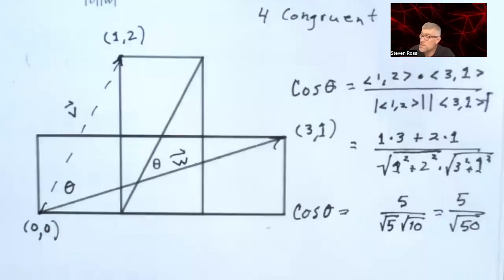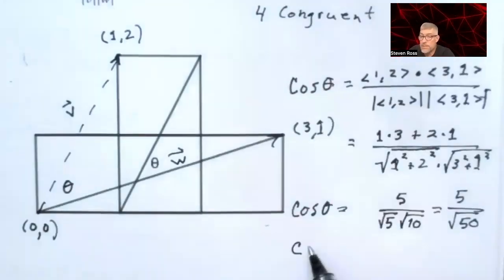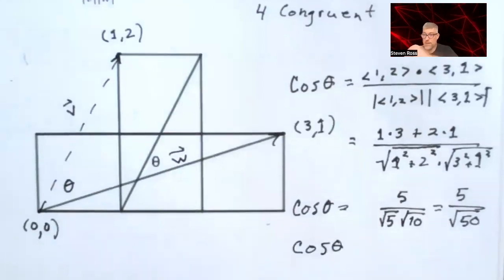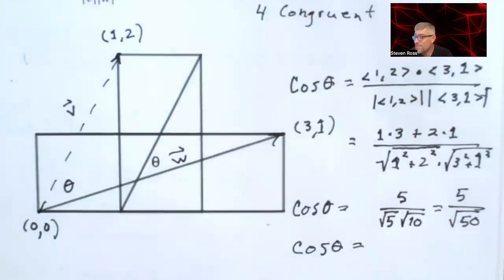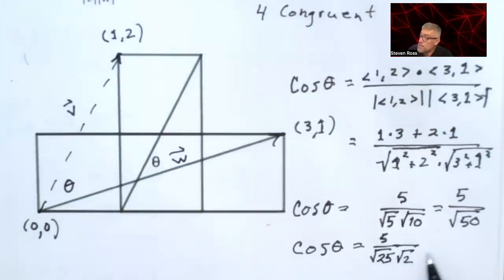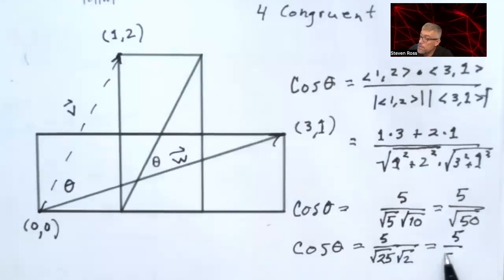Now what I'm going to do is a little bit of simplifying. Cosine of theta is equal to 5 divided by, let's take the square root of 50 and turn it into the square root of 25 times the square root of 2, which is equal to 5 over 5 times the square root of 2.